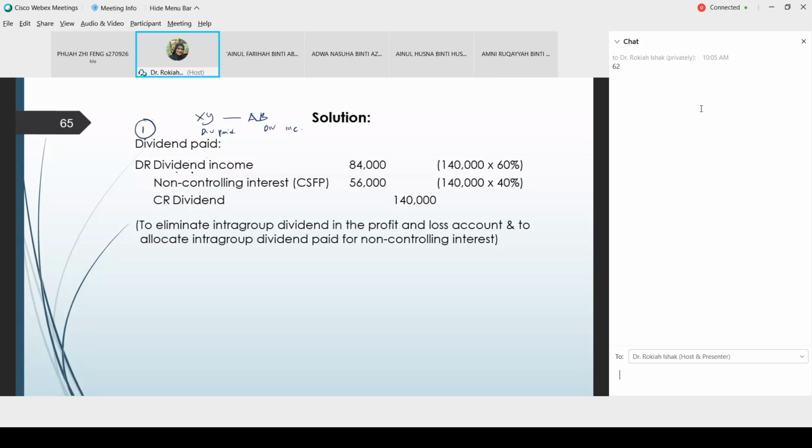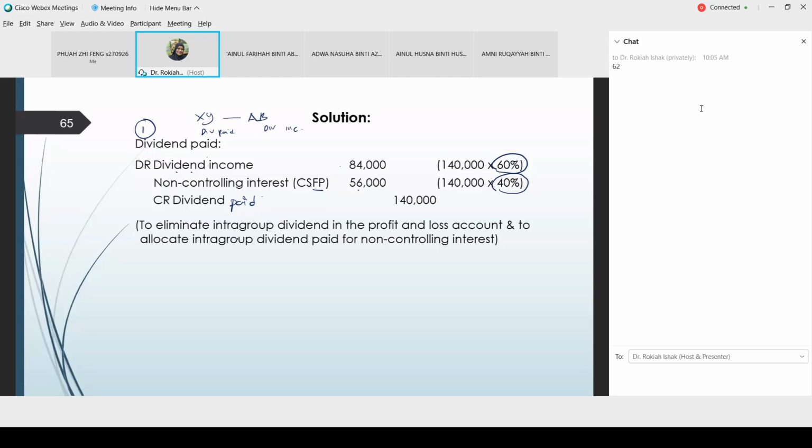So you're going to debit dividend income 84, and then NCI here. From the amount of 140, the parent only has 60%, and the NCI has the other 40%. So the portion for the NCI here will be 56, which is 40%. And then credit dividend paid. Just add the dividend income, NCI, and then dividend paid.